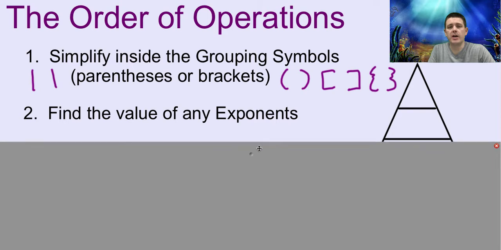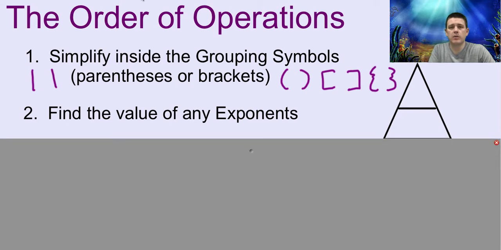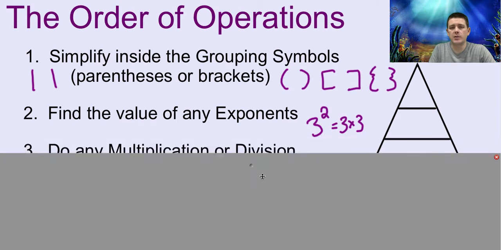Next is find the value of any exponents. We'll talk about exponents a little more later, but an exponent is really just a number raised to a power. So 3 to the second power just means two 3s multiplied together, so it's really 3 times 3. If there are any exponents, we take care of those after our grouping symbols.